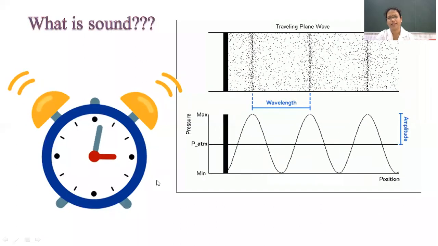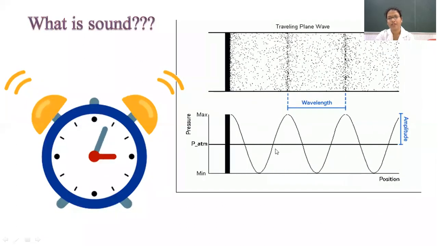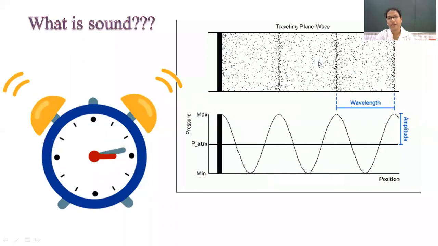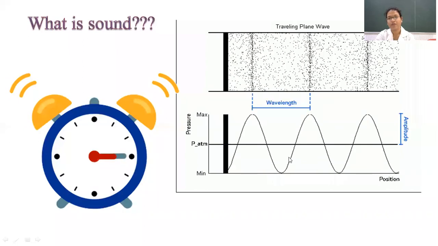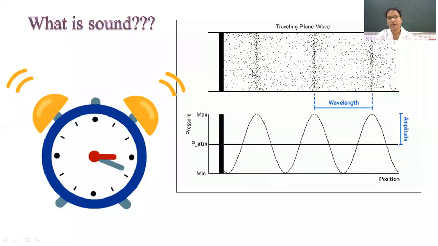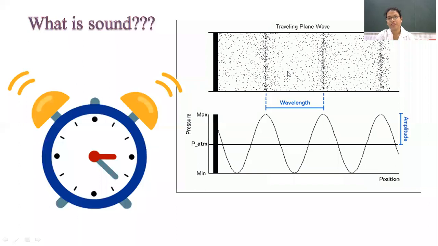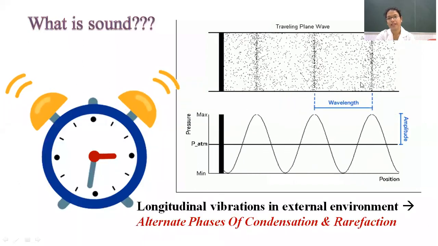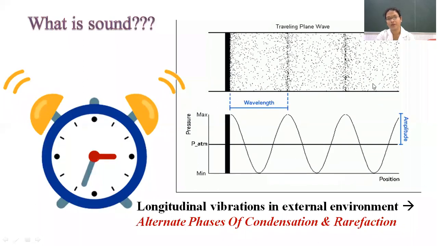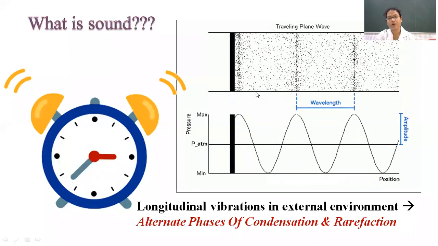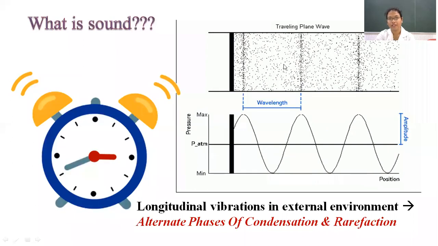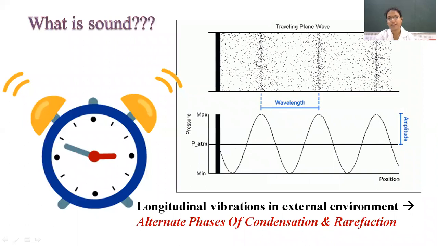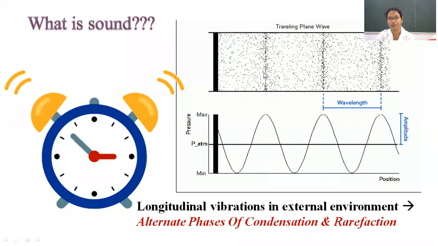Now what exactly is sound? As you see here, this is the external environment or the atmosphere. As the sound wave moves, the arrangement of the molecules in the atmosphere changes. That is, longitudinal vibrations are created in the external environment, which correspond to alternate phases of condensation, that is this dense portion, and rarefaction, that is where the molecules are dispersed.